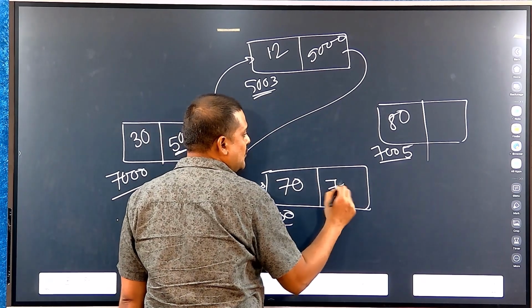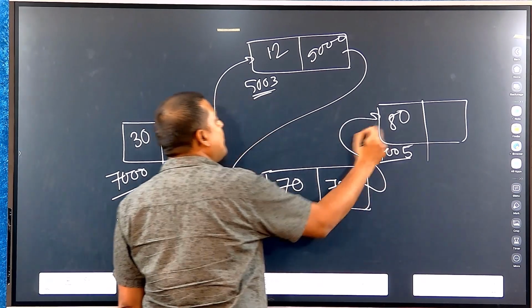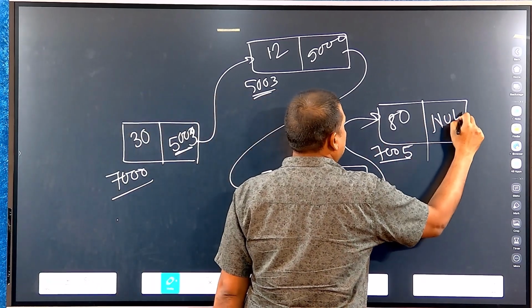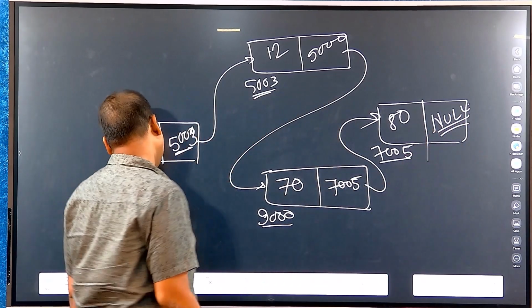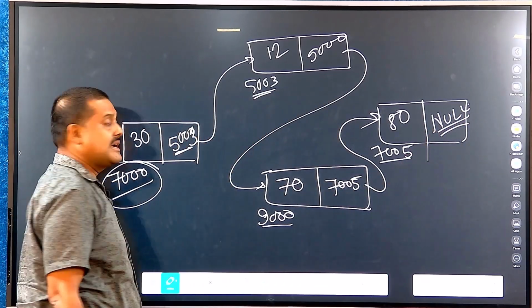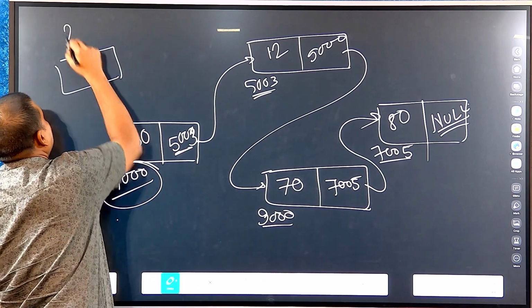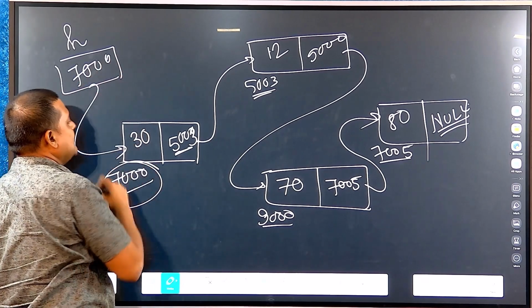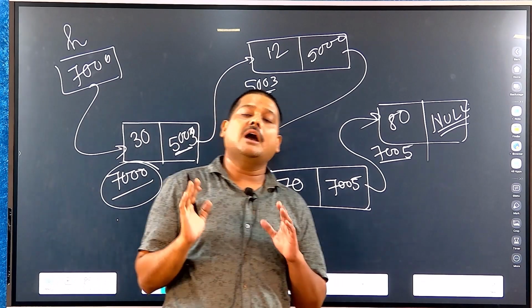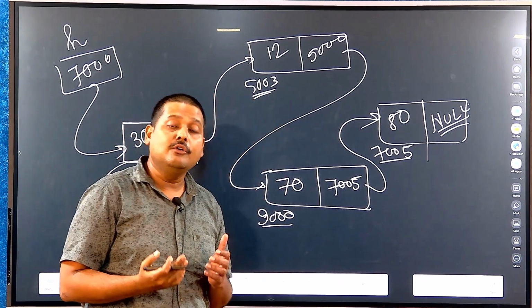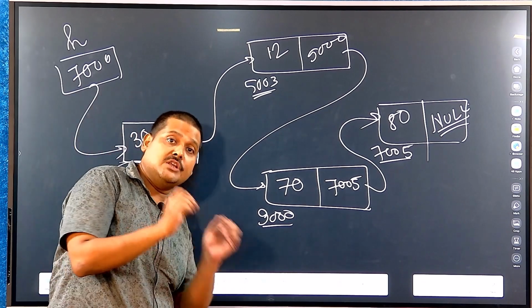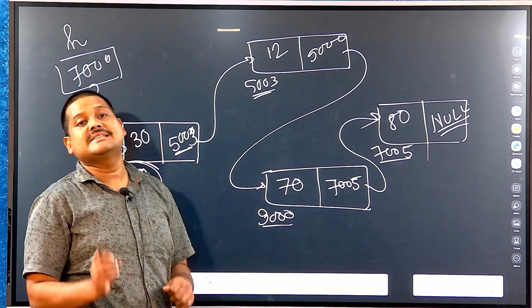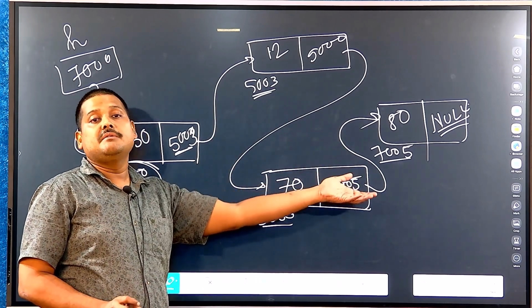So, what will happen? I will store 7005 here, and this will point to this particular location, and if something is not there, I will store null here. And I will store the starting node's address in some variable. Say, for example, I am using a variable named h, storing 7000. So, what is happening actually? We are trying to store some new value, and at runtime we are allocating a memory space, storing the value and linking with the previous one. How are we linking? By storing the base address of that location in the previous node.